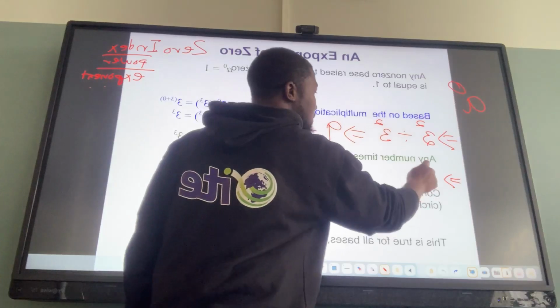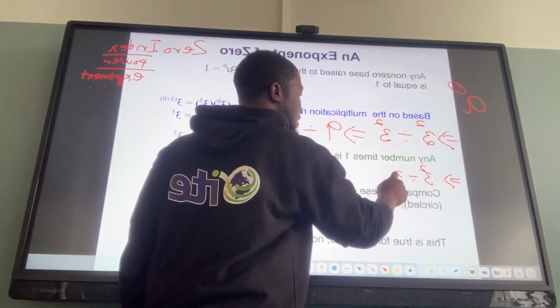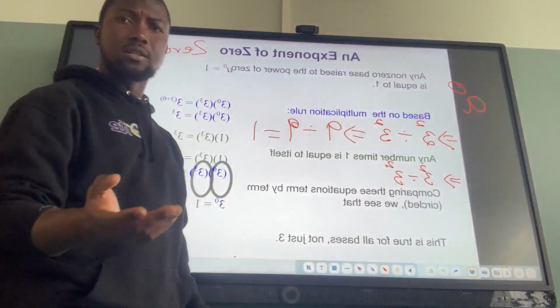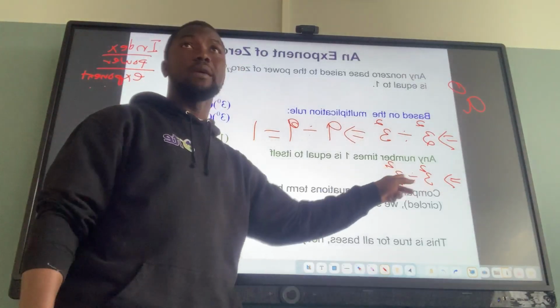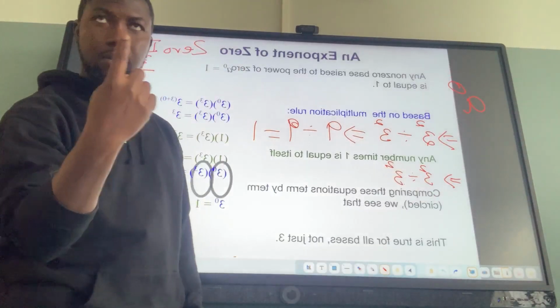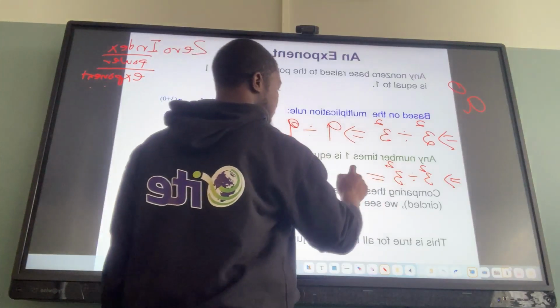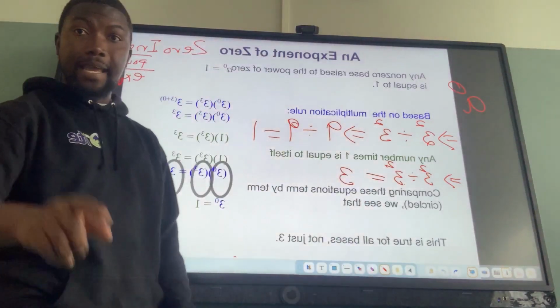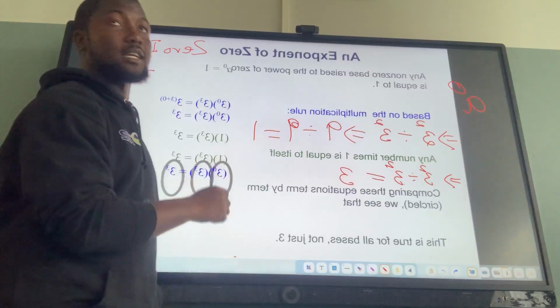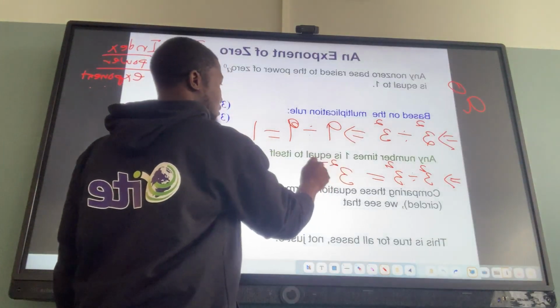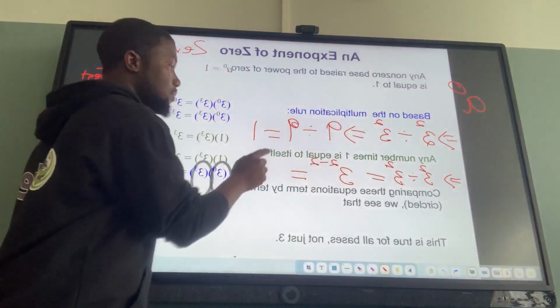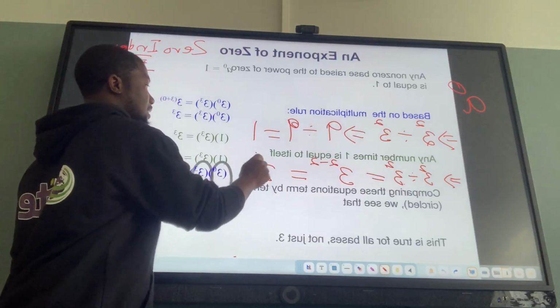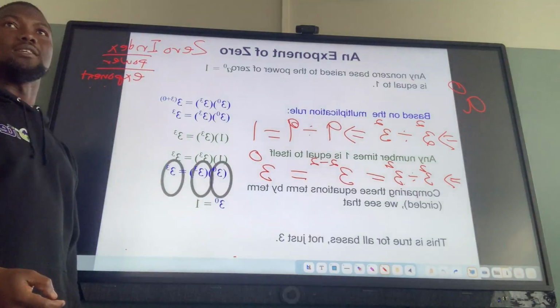When you have 3 to the power 2 divided by 3 to the power 2, what happens? In this case, we say because the bases are the same, you take one of the base. Take 1, 3, and then subtract the powers, subtract the exponents. So this is 2 minus 2. So 3 to the power 2 minus 2 gives you what? 3 to the power 0.